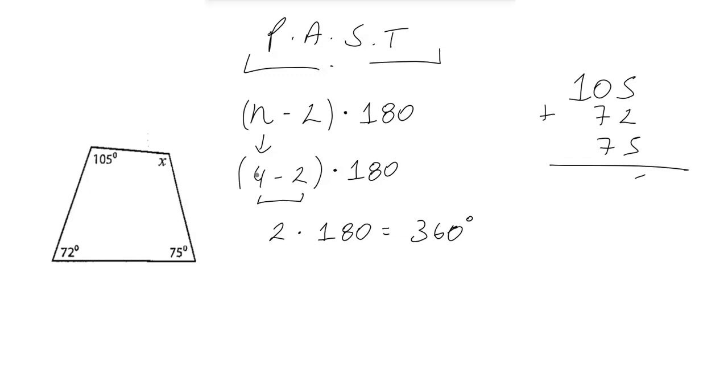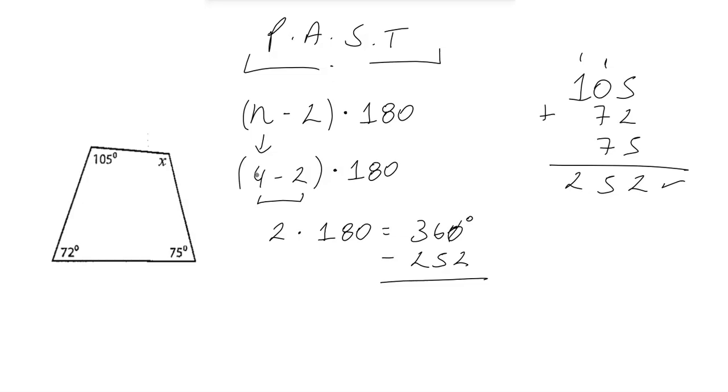When I get this, this is 12, I carry 1. This is 15, I carry 1. And this is 2. These 3 angles I was given add up to 252, but all of them, including the 4th angle, should sum 360. So what I'm going to do is take the total, which is 360, and subtract what I just found, 252.